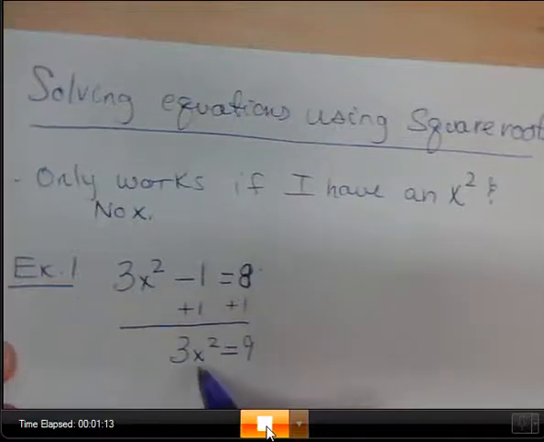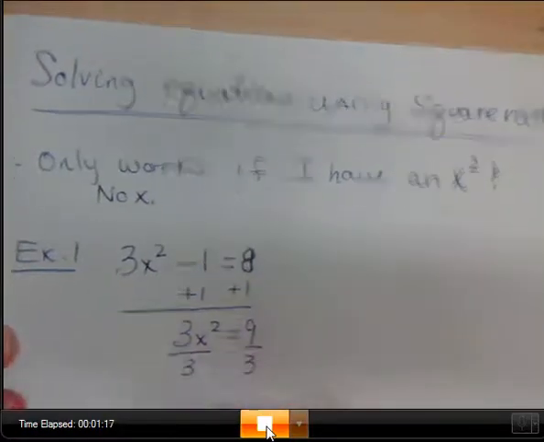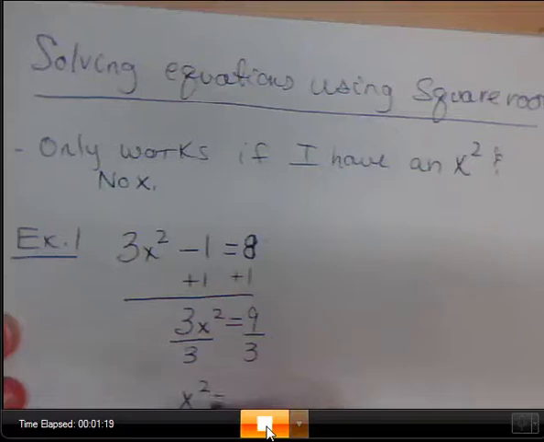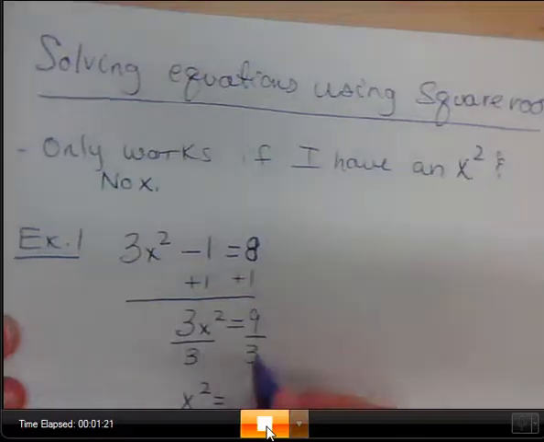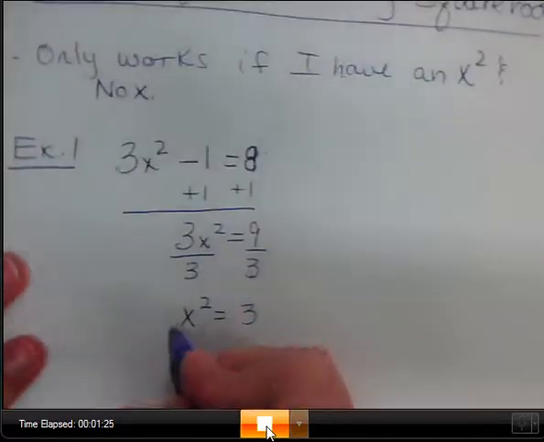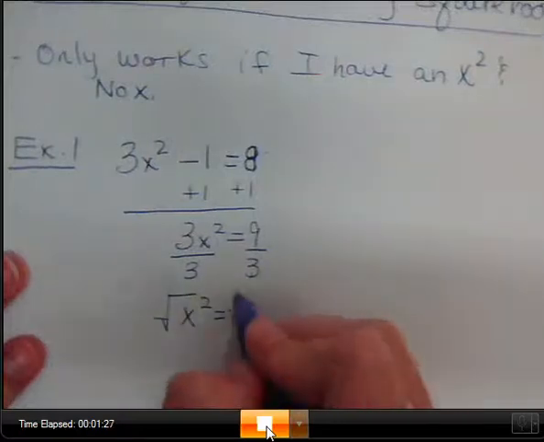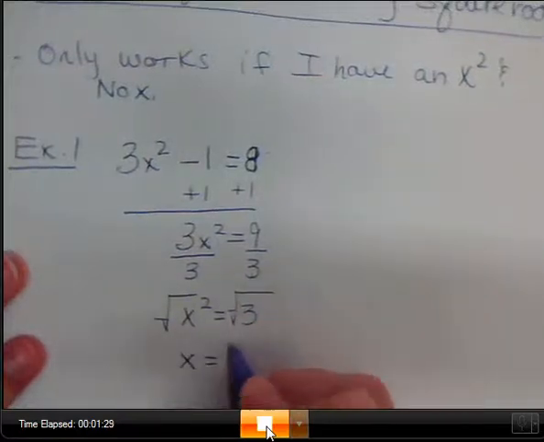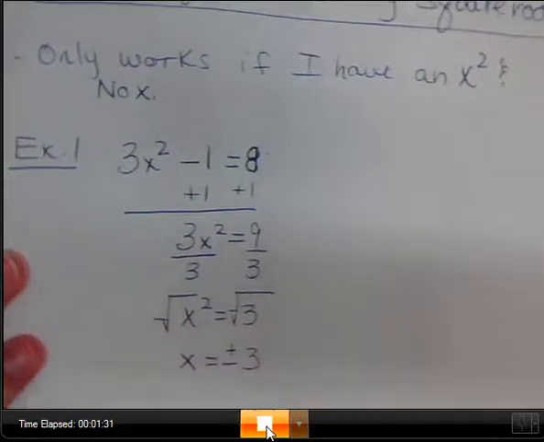We're going to get x squared by itself, so we've got to get rid of our 3. We're going to divide both sides by 3. We get x squared equals 9 divided by 3, which is 3. And then the way we undo a square is we square root it. And so we have x equals positive and negative square root of 3.